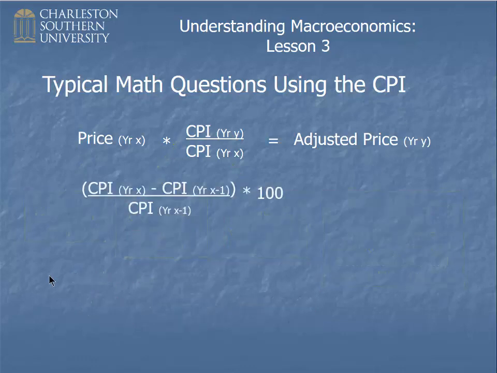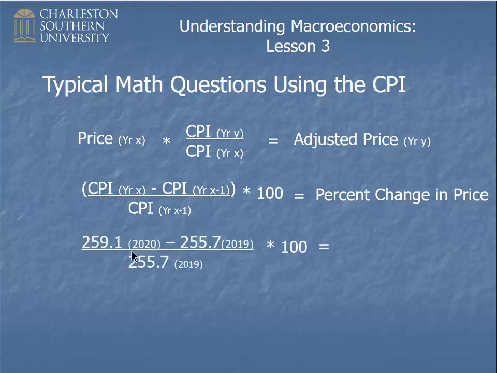All right, so the next kind of equation that you're going to need is a simple rate of change equation. If you wanted to calculate the inflation rate from one year to the next, you just take the CPI in some year, and subtract the CPI in the previous year. See, this is year X minus 1. Subtract the CPI from the previous year and divide by the CPI in the previous year, multiply by 100, and that'll give you the percentage change in the price, or in economics terms, the inflation rate.